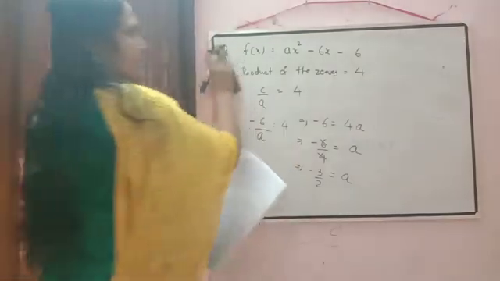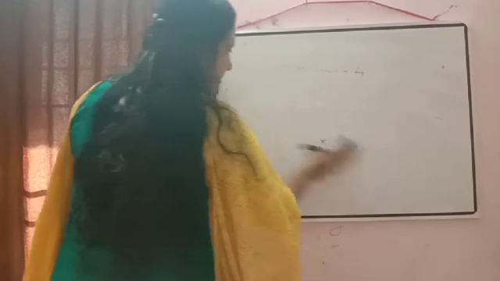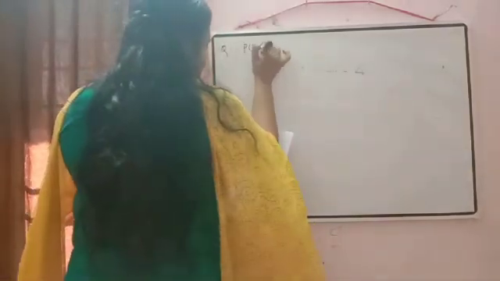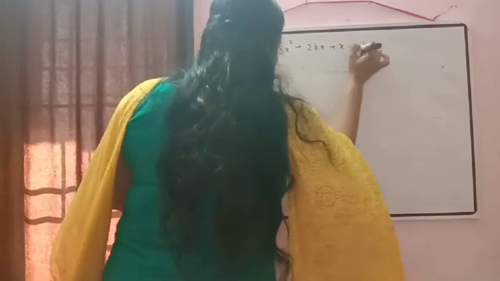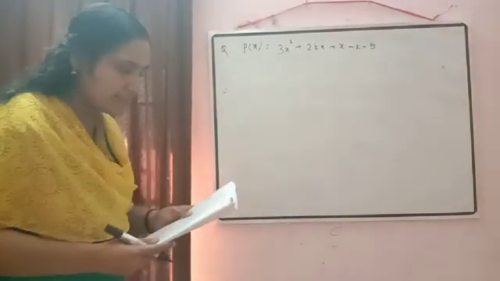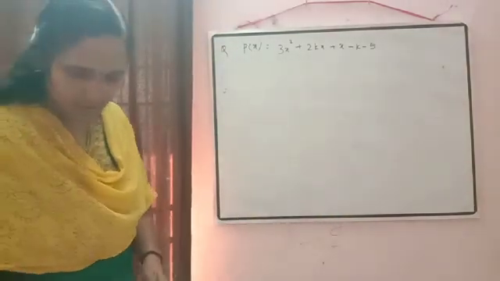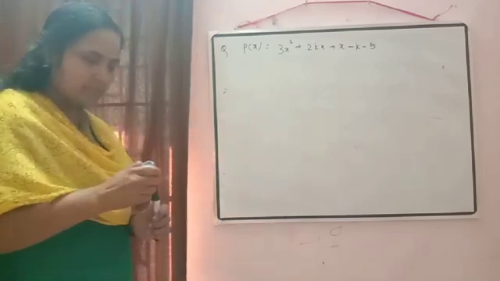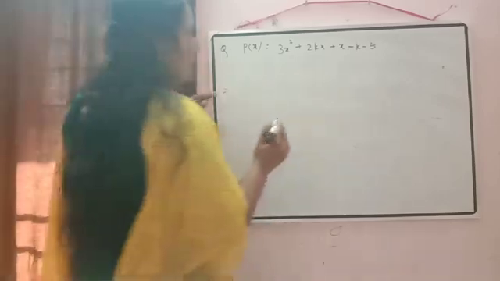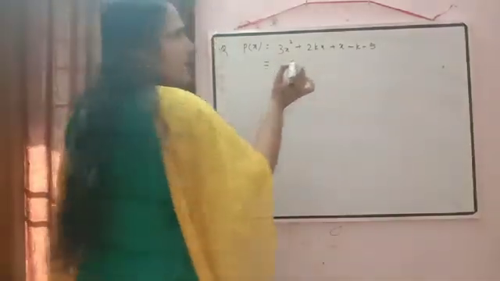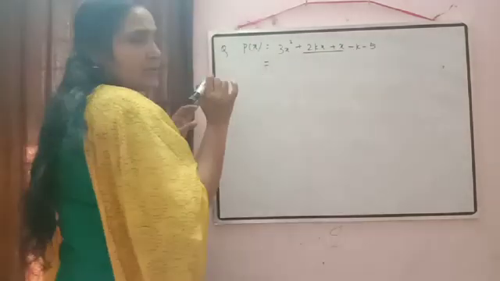Okay, then next one is, find k such that p of x is equal to 3x square plus 2kx plus x minus k minus 5 has sum of the zeros as half of their product. So it is given, sum of the zeros is equal to half of their product. If we rewrite here, first just check, x is there in two terms. So we have to make it together.